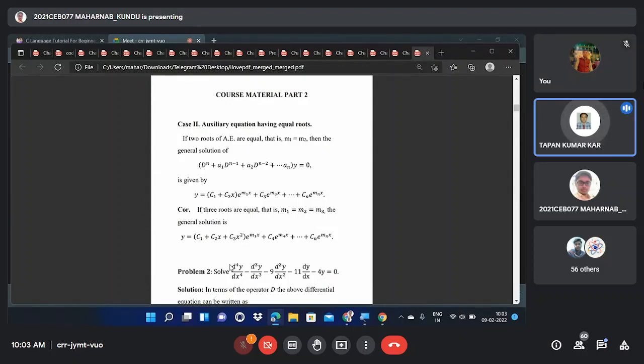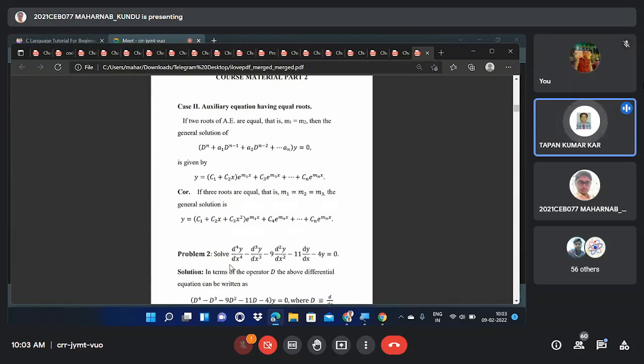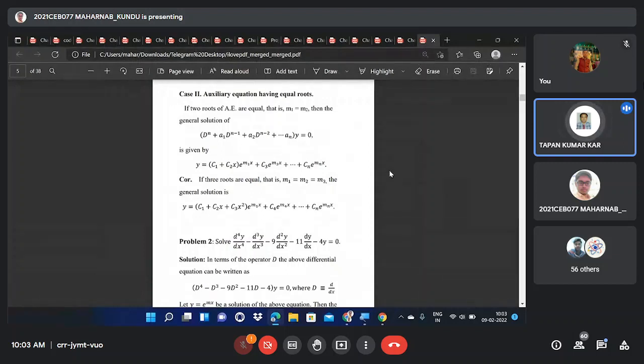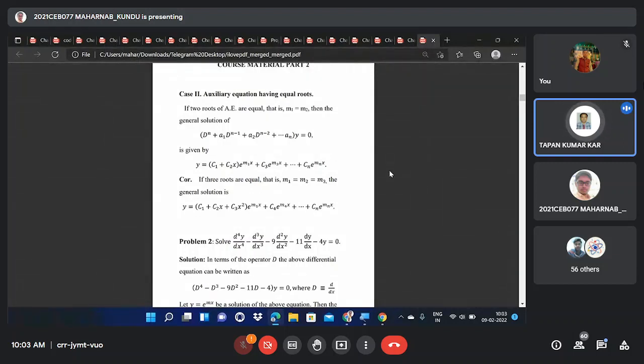If you just try to understand why it is happening, suppose I am considering only two roots equal, that is lambda equal to m1, m1. Then as you have assumed, e to the power m1x is a solution. Yes, sir. Then it can be proved that x e to the power m1x is also a solution. It is in every differential equation book. All these are shown. X e to the power m1x is also a solution.